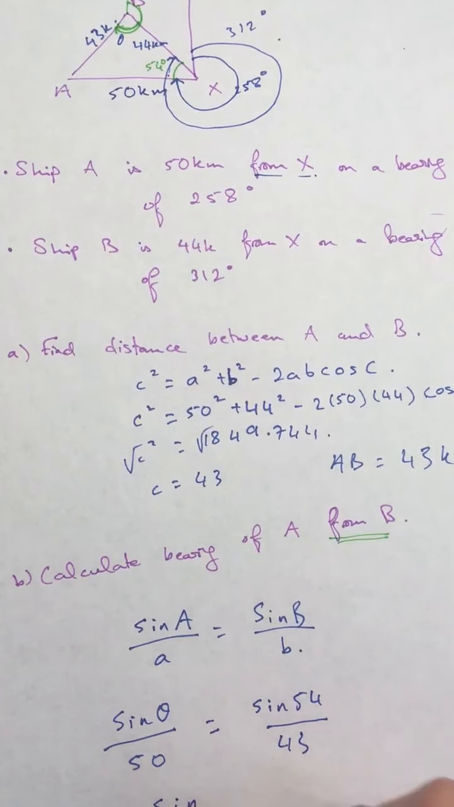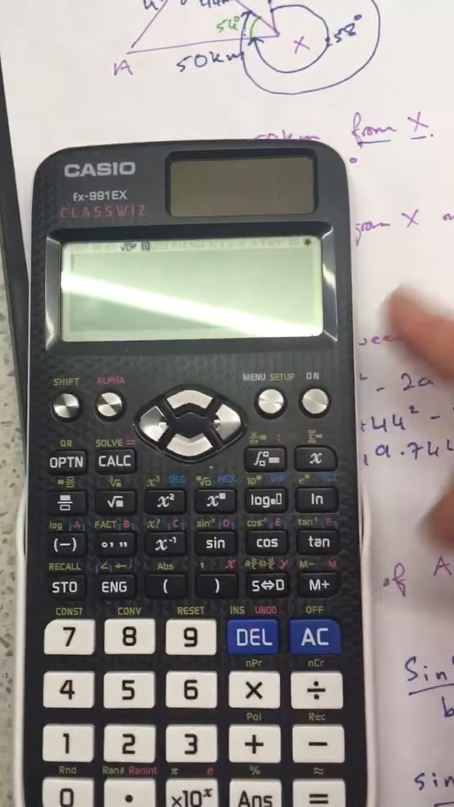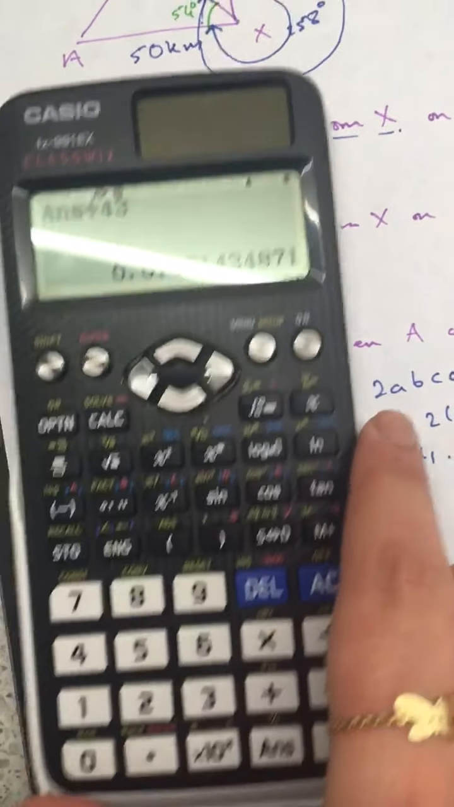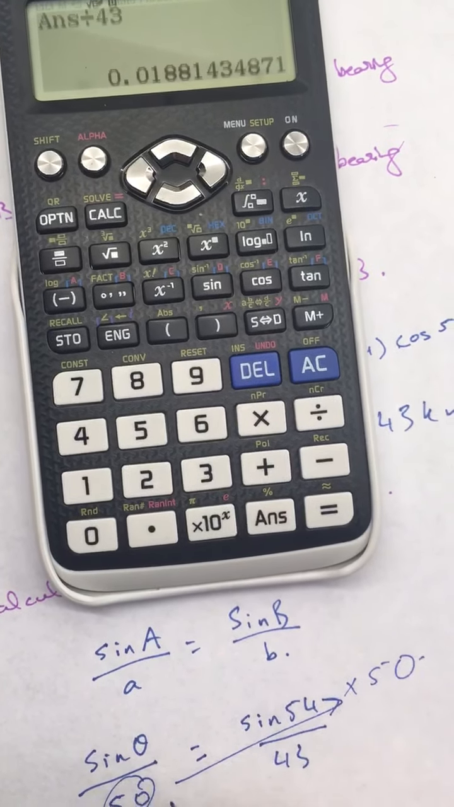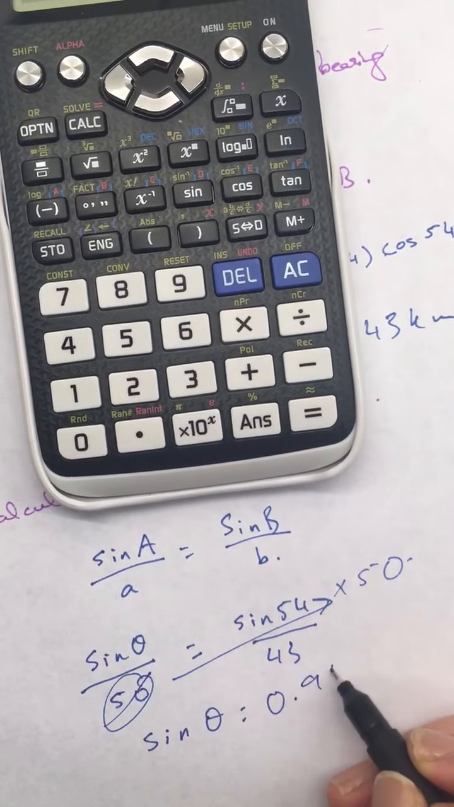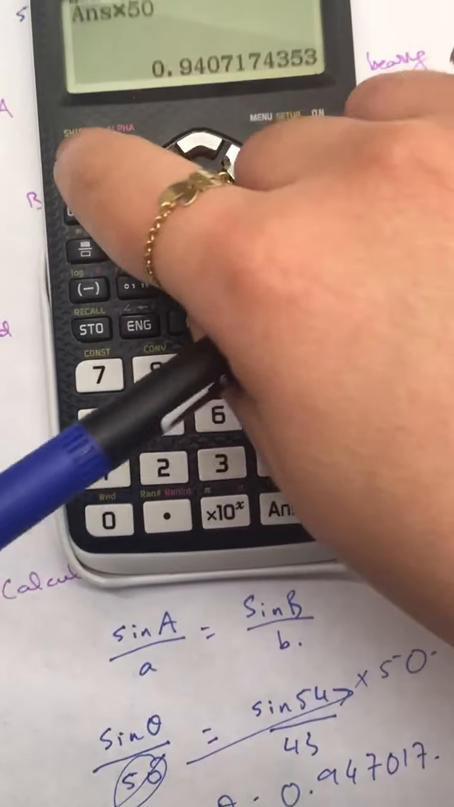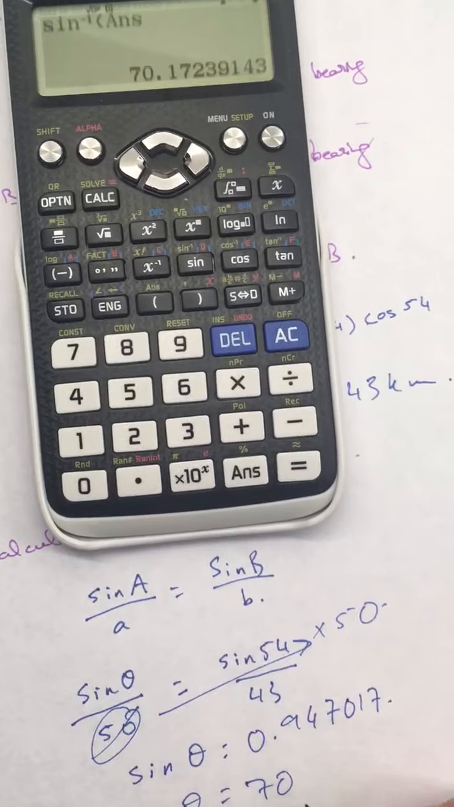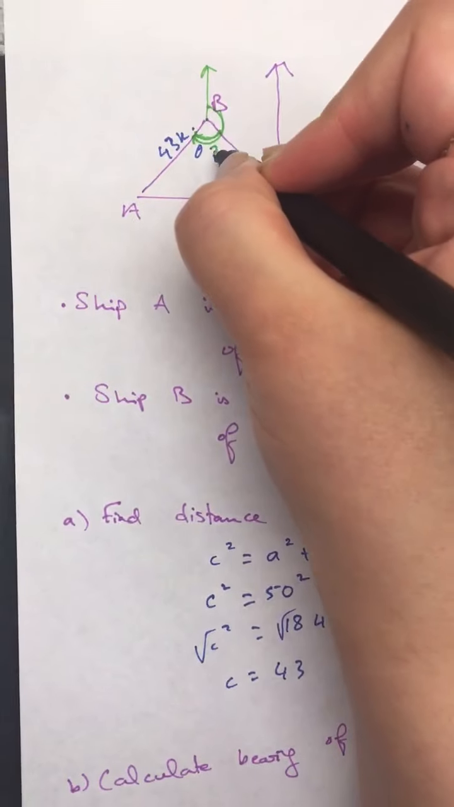I put that all in the calculator. Again, make sure it's in degrees. Sine 54 divided by 43 is 0.08. Then I multiply by 50, and sine theta is 0.947017. I want theta, so shift sine. It gives me 70 degrees, 70.1, I'll just round it to a whole number. That means that angle there is 70 degrees.